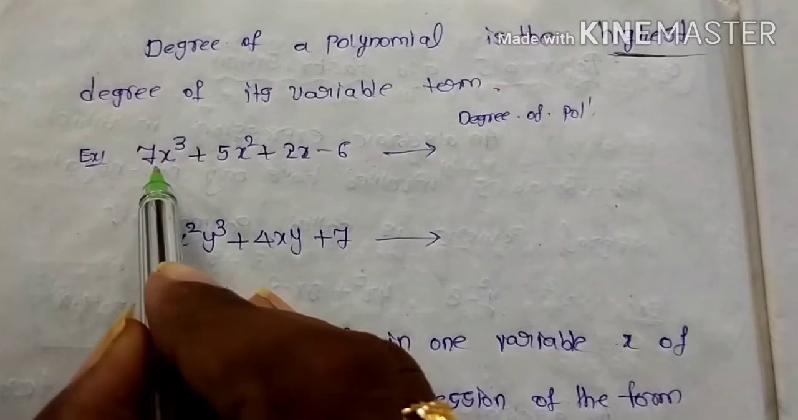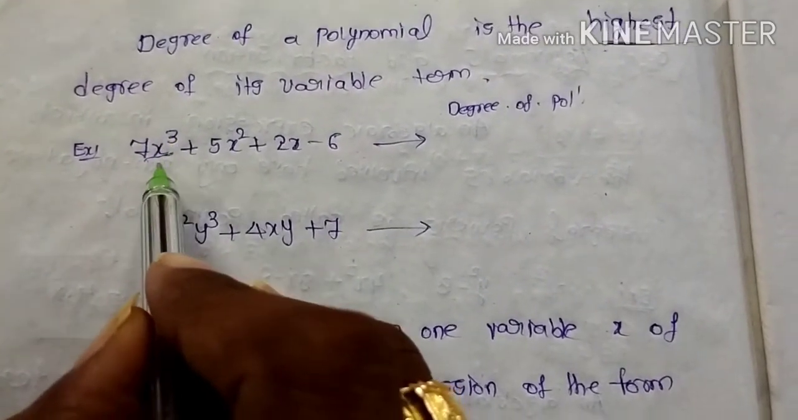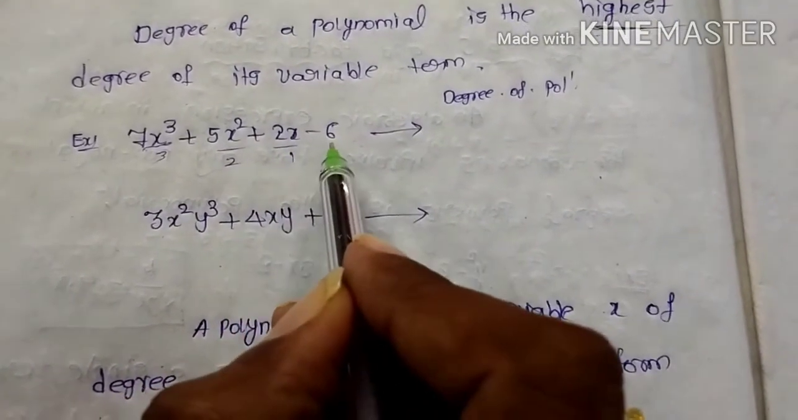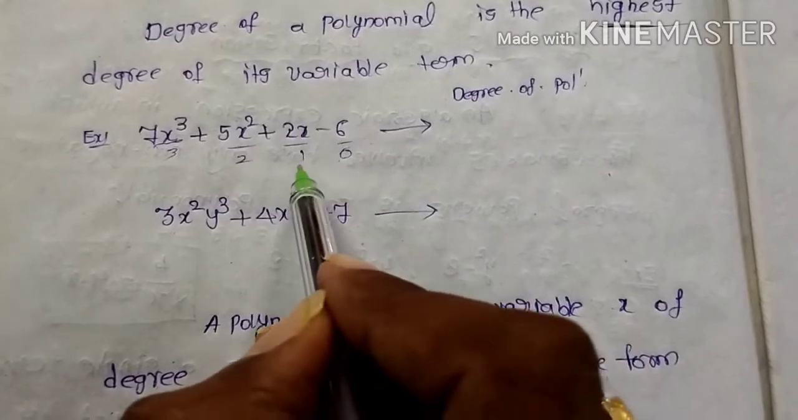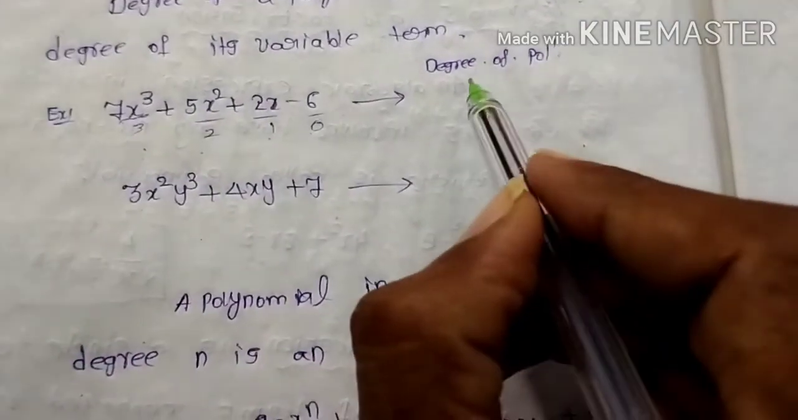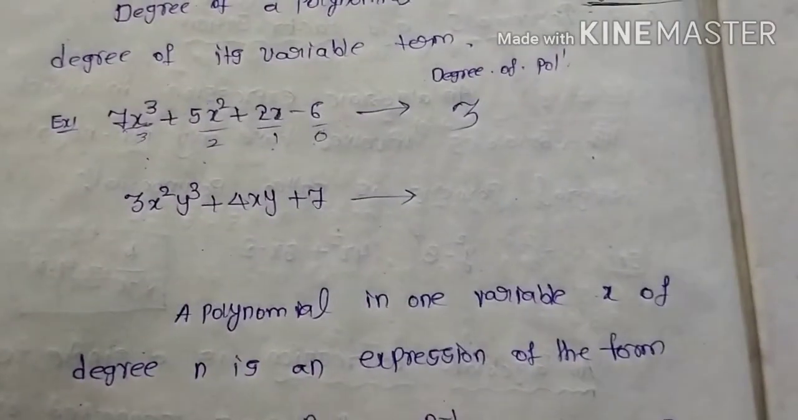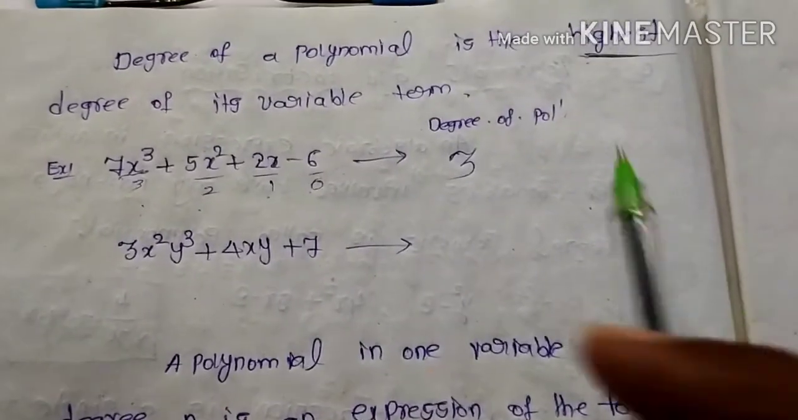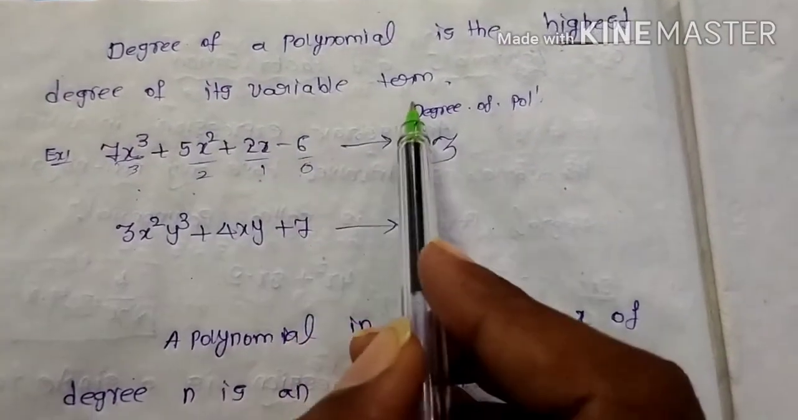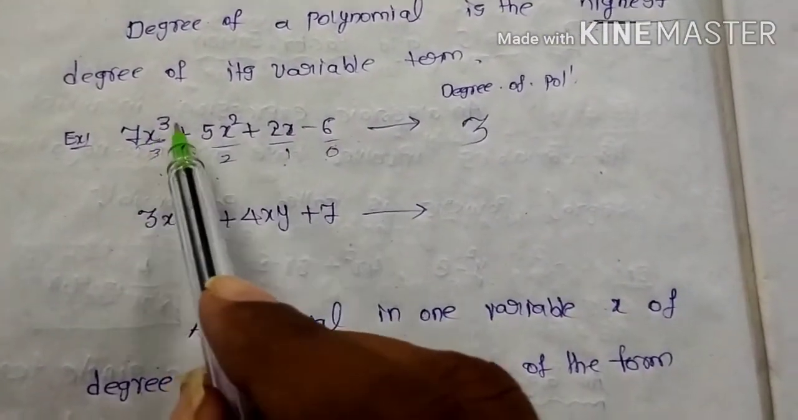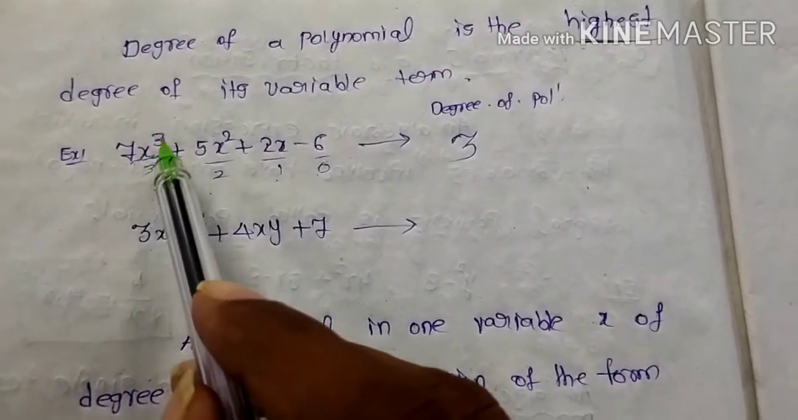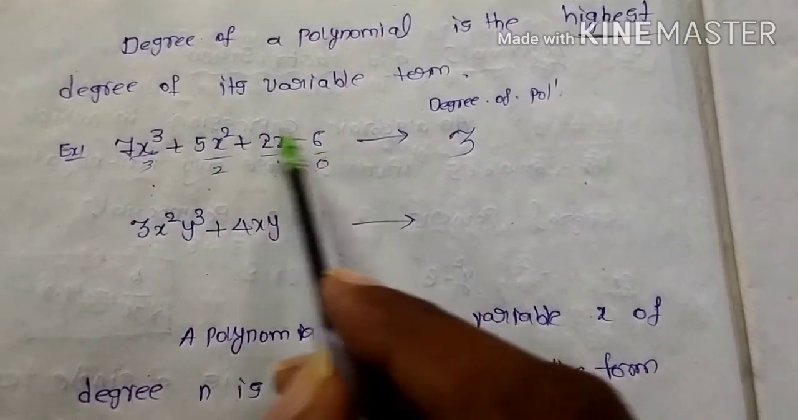See here, what is the degree of this term? X power 3 means it is 3, or not? Yes. What is the degree of this term? 2. What is the degree of this term? 1. What is the degree of this term? 0. So 0, 1, 2, 3. Which is the highest number? Which is the highest power? 3, or not? So the degree of the polynomial is 3. You can take only the highest degree, so that is our definition. The degree of a polynomial is the highest degree of its variable terms. First you check the variables, that means you find each and every term's degree. See here 3, here 2, here 1, here 0. Which is the highest? 3.